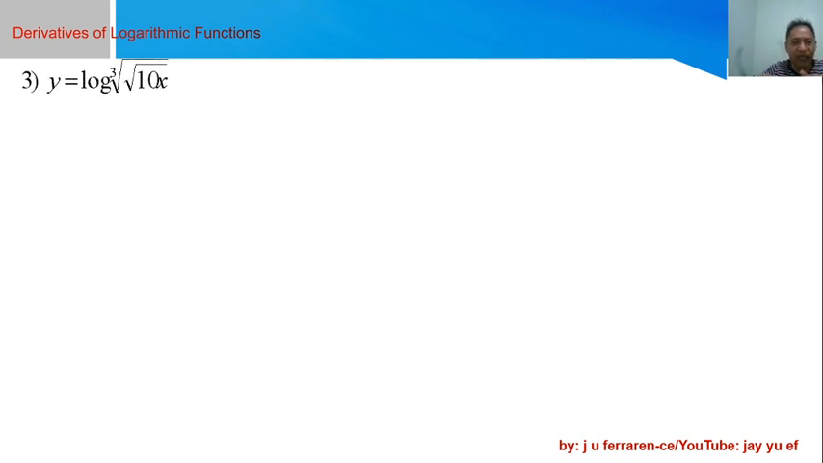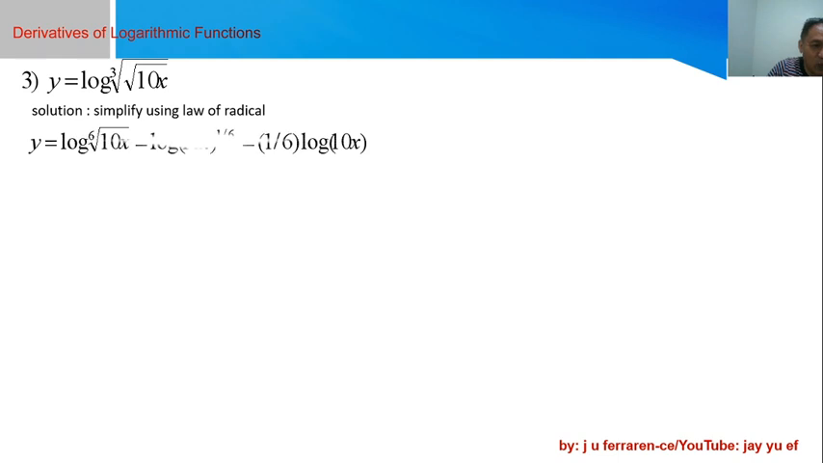So number 3. In number 3, 10x here is raised to power 1 half, and entirely, this is also raised to power 1/3. And according to the law in radicals, we can write it as one radical symbol with the index which is a product of 2 and 3. So we have the 6th root of 10x. So if that is raised to power, that is equivalent to 1 over 6. So 1 over 6 can also be taken as a factor.